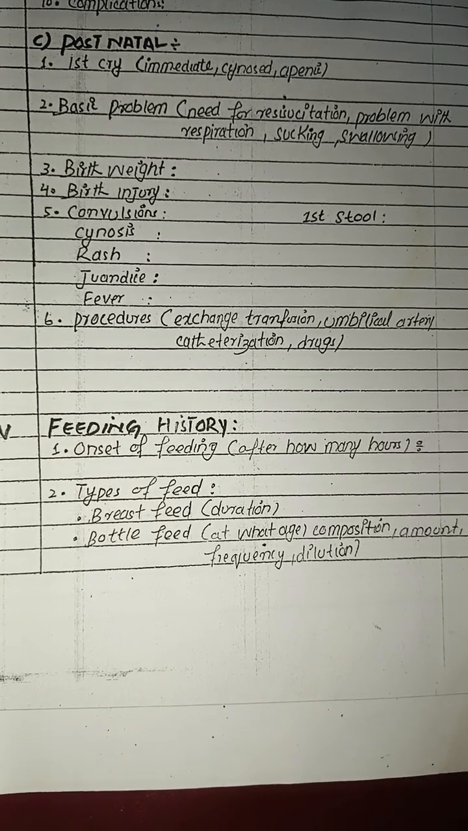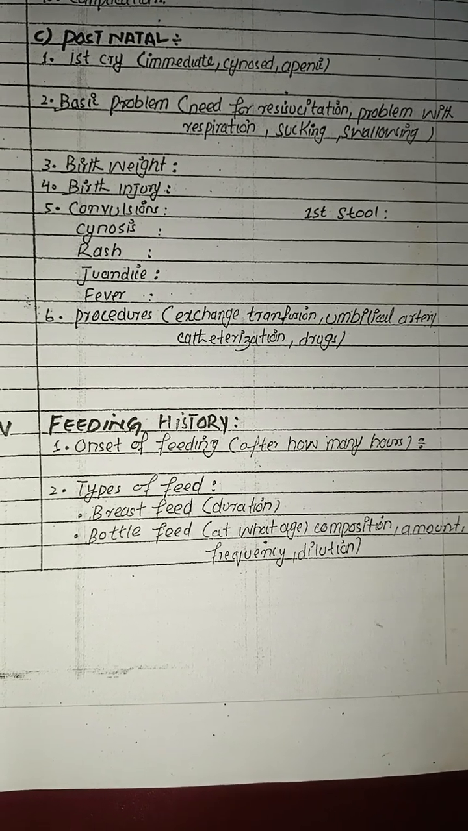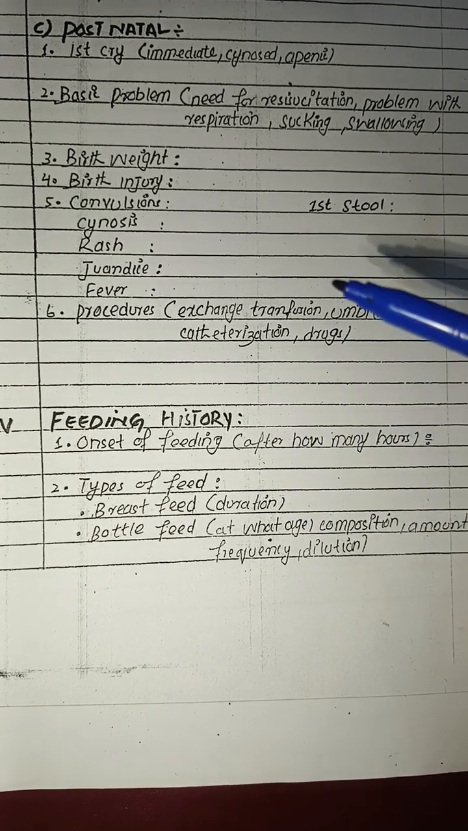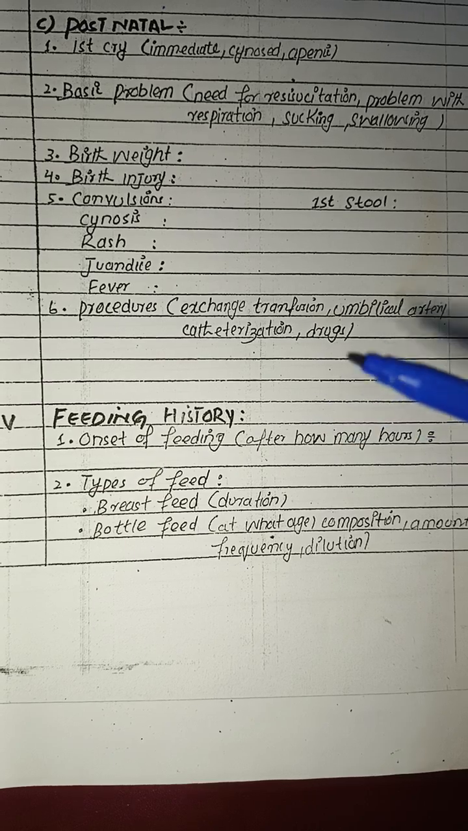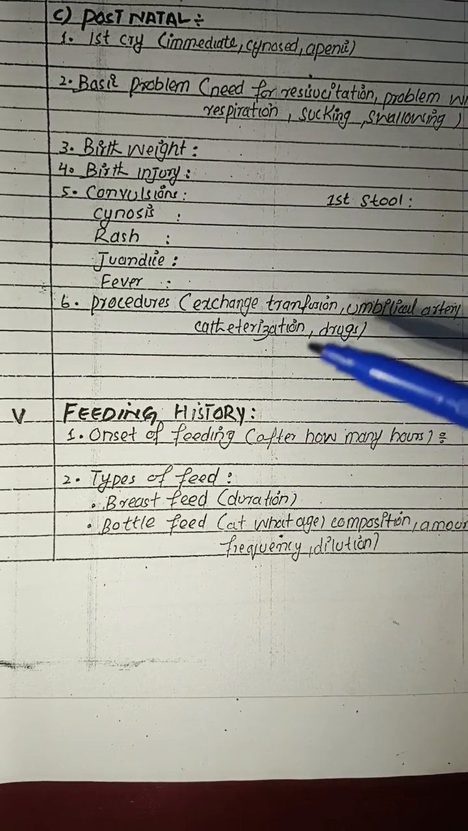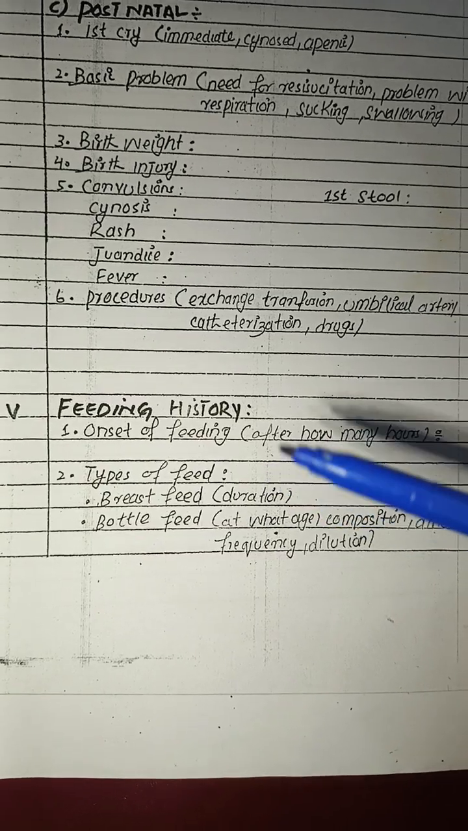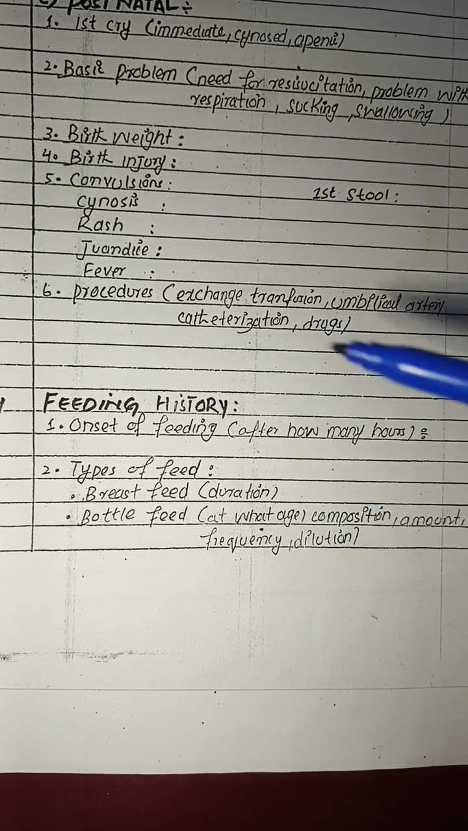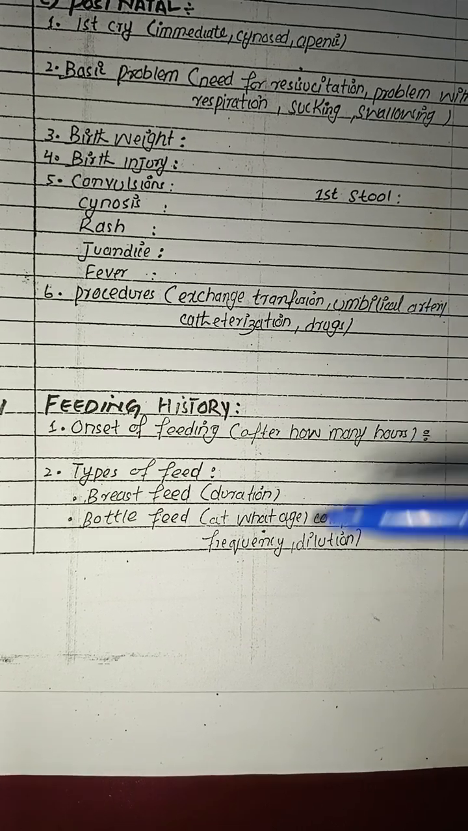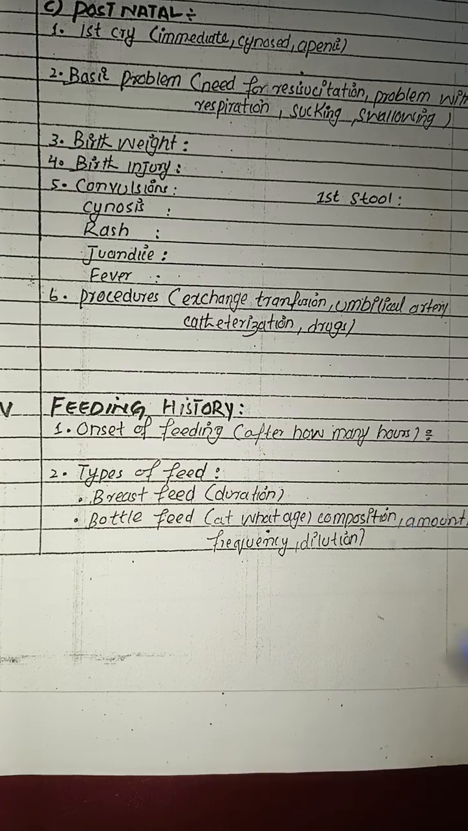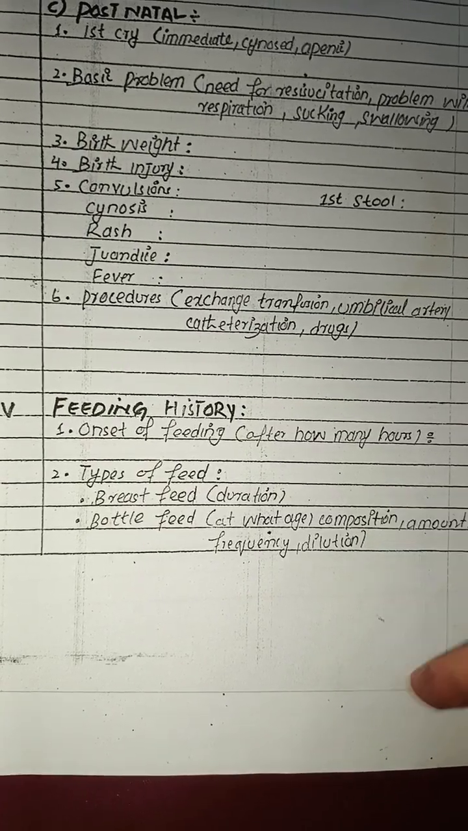In the feeding history, we will ask about after how many hours she has started to first feed the baby. Usually within 30 minutes after birth, it is better to feed the baby, because there is colostrum in the mother's milk, which provides a prolonged immunity to the baby. So we have to ask about feeding within the 30 minutes. Type of feeds, now using bottle feed or breastfeed.